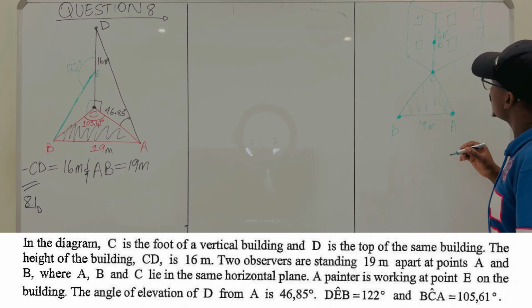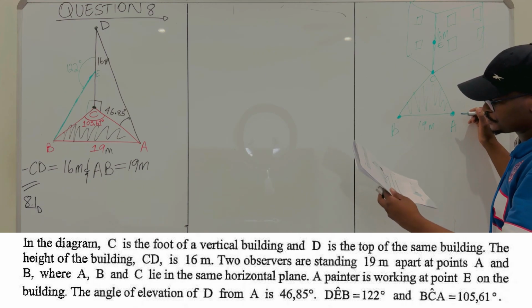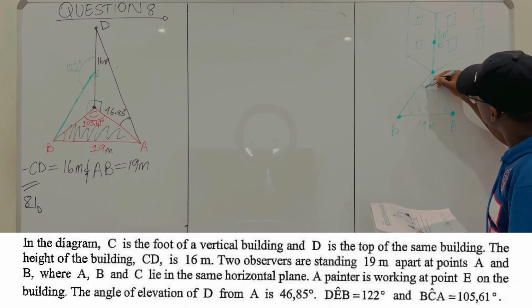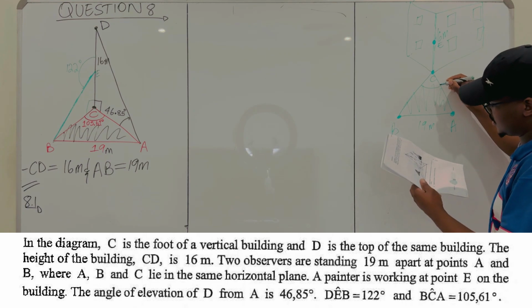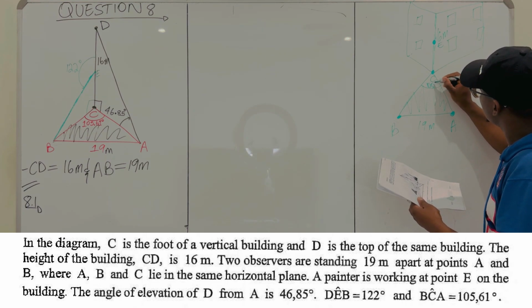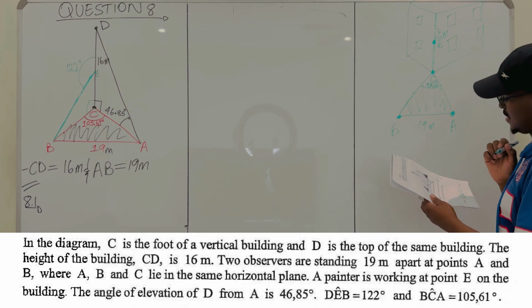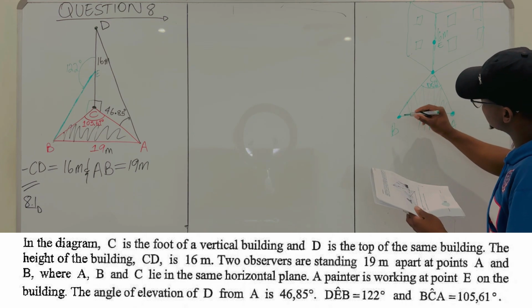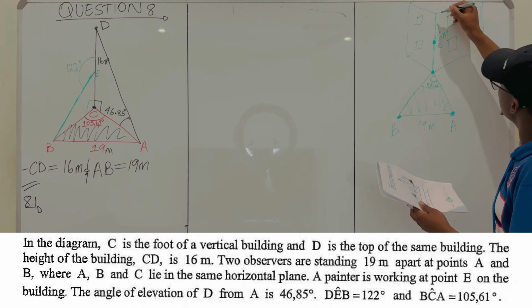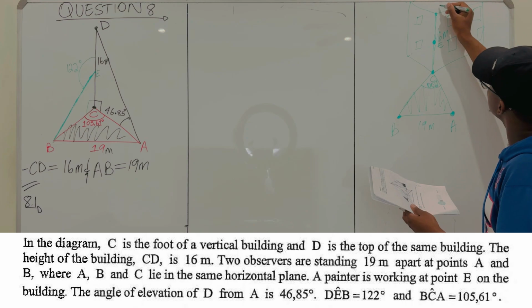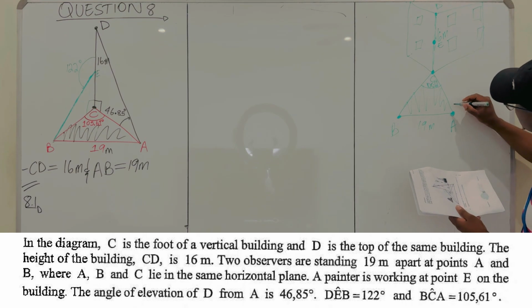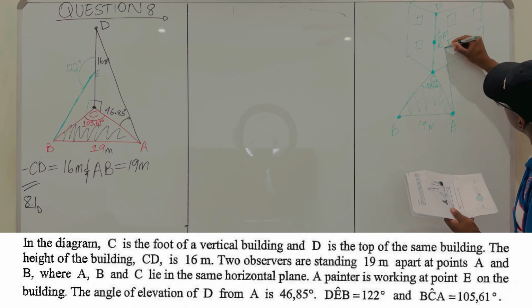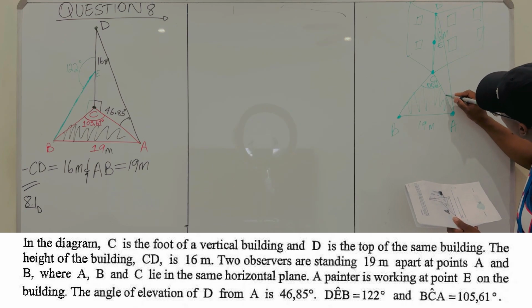Fine. So now you are told that the angle between BC and your AC is 105.61, yes. And you are told that the angle of elevation, because this is point D up there, the top. So the angle of elevation is the angle measured from the horizontal up to the line.